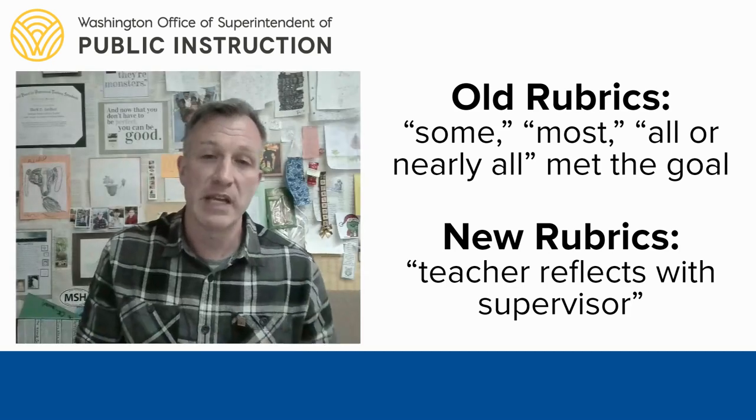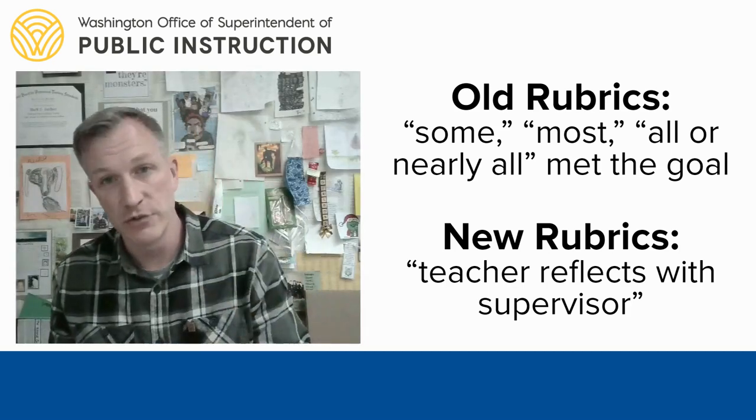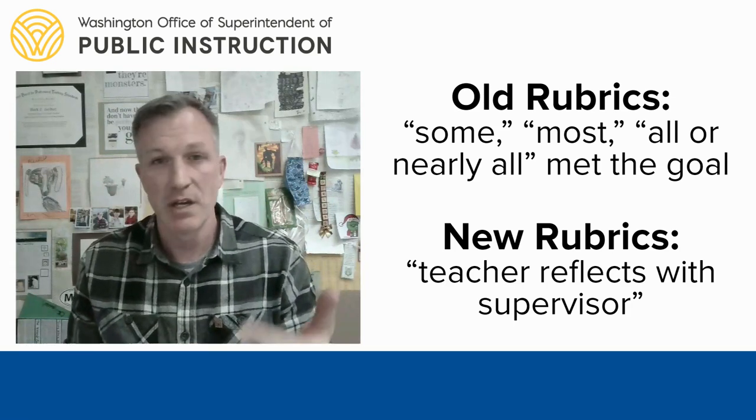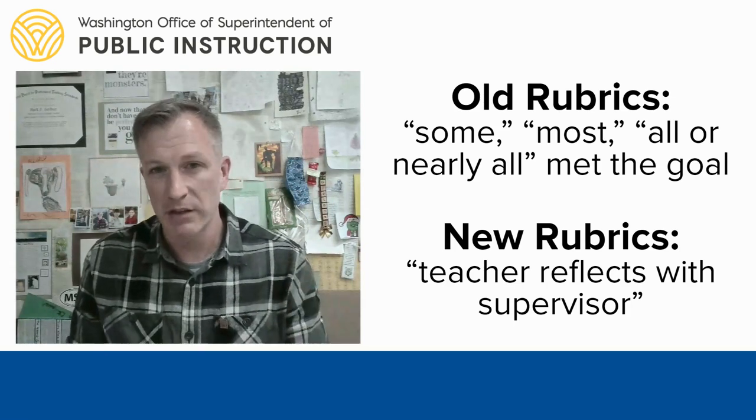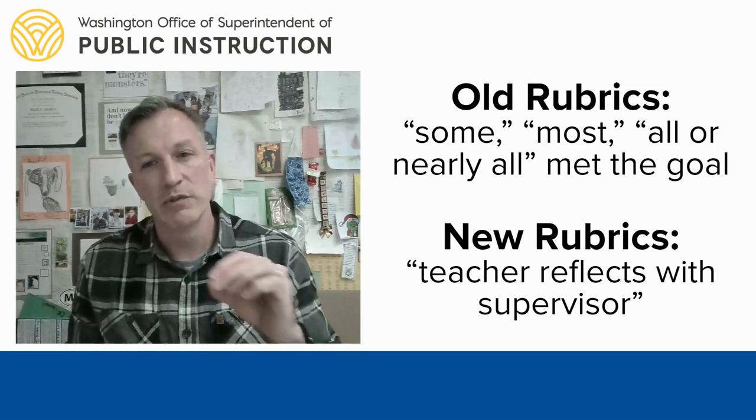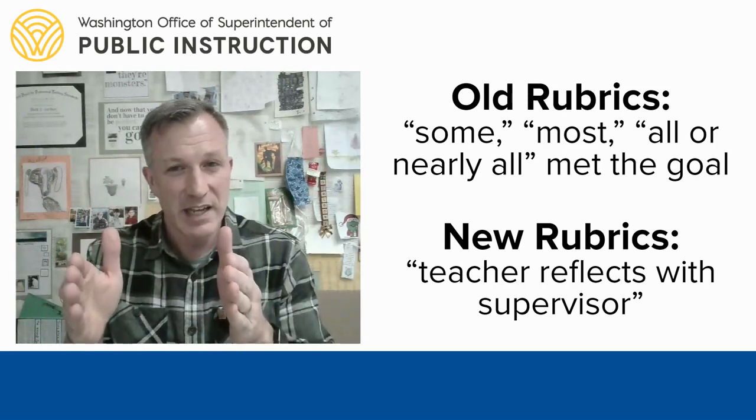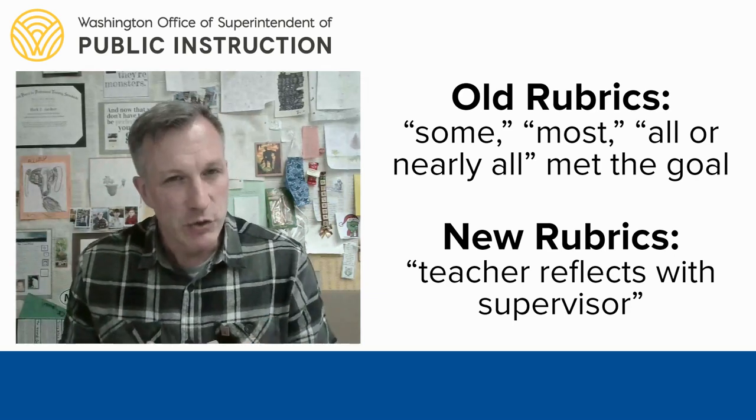This represents a major shift from the old rubrics to the new rubrics, where the old rubrics said things like some, most, all, or nearly all students met the goal. The new rubrics are about reflecting with our supervisor. The old rubrics were all about what did the data say? The new rubrics are about what do we do with the data?